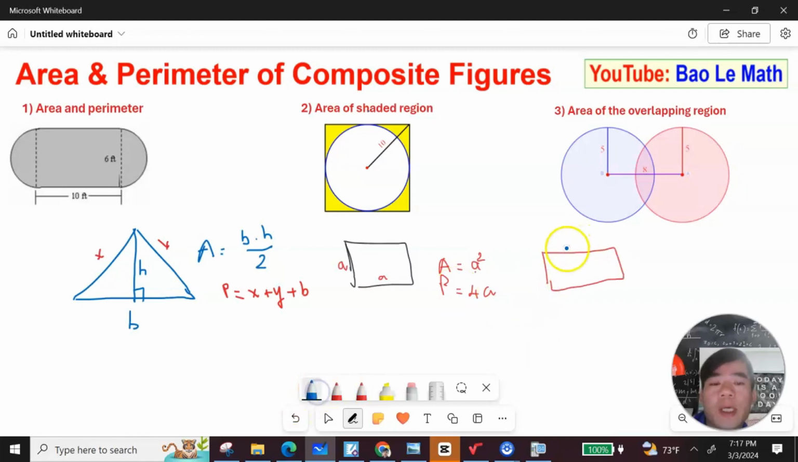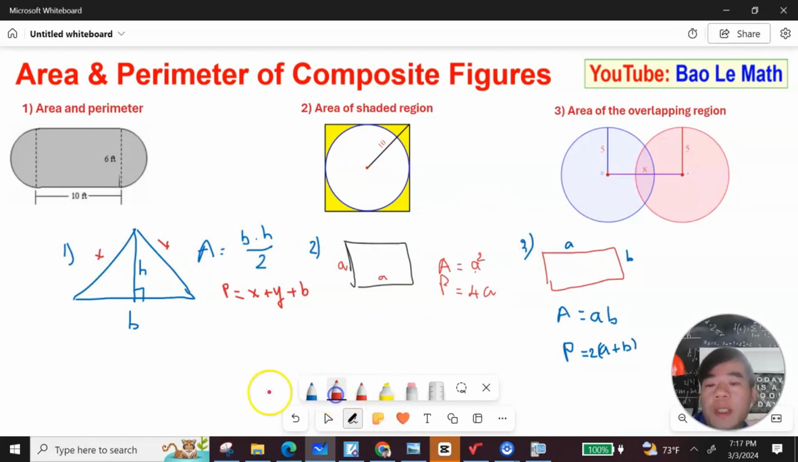We have this side A and this side B. The area equals A times B. And the perimeter should be A plus B altogether, multiplied by 2. So this is the first, this is the second, this is the third.